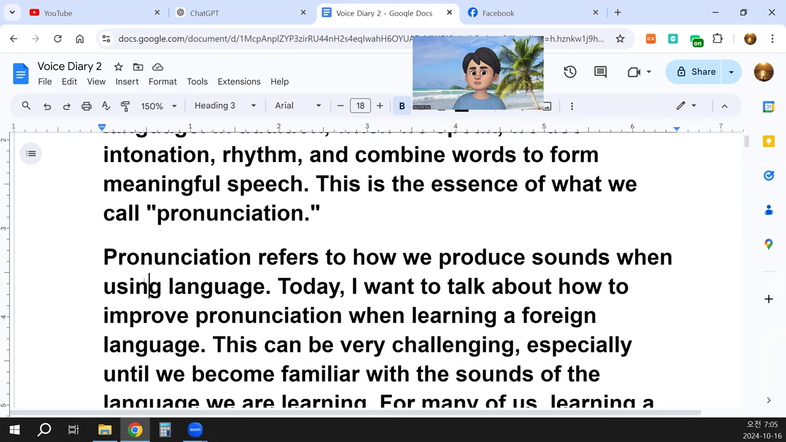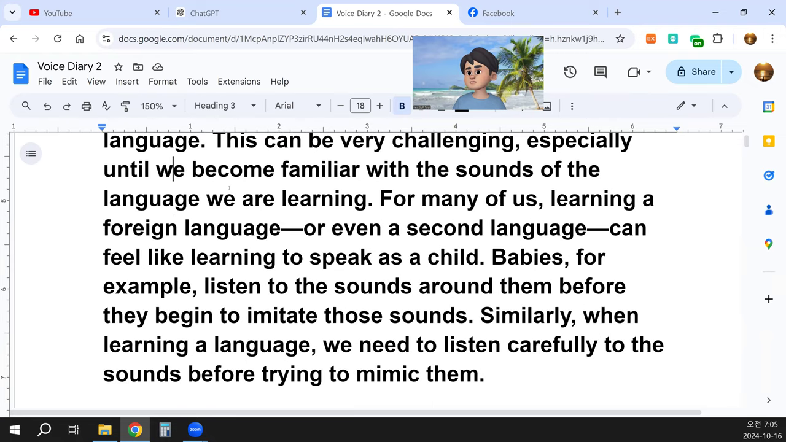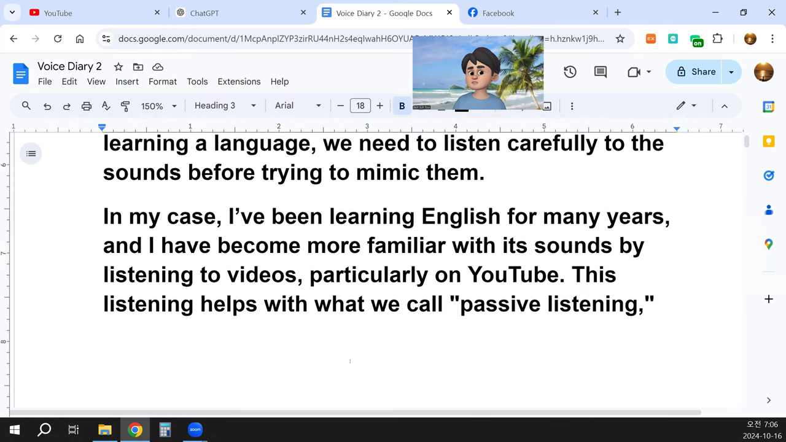Pronunciation refers to how we produce sounds when we're using the language. Today, I want to talk about how to improve pronunciation. When learning a foreign language, this can be very challenging, especially until we become familiar with the sounds of the language we are learning. For many of us, learning a foreign language can feel like learning to speak as a child. Babies listen to the sounds around them and begin to imitate those sounds. When learning a language, we need to listen carefully to the sound before trying to mimic it.